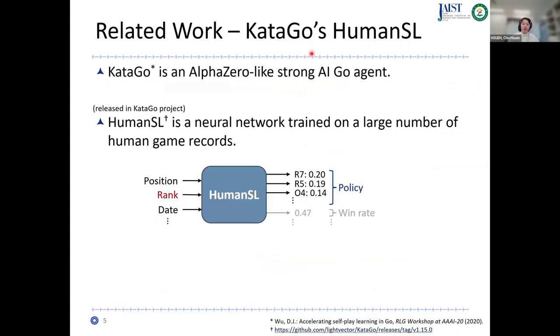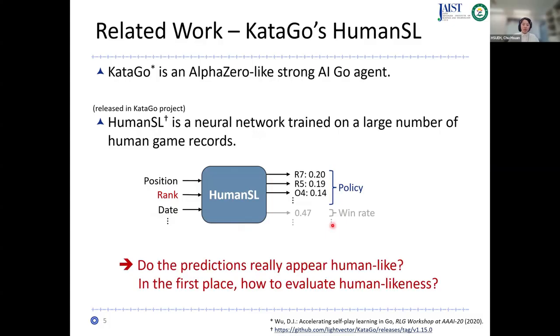And the baseline of our work is KataGo's HumanSL. I think KataGo is probably most famous as an AlphaZero-like strong AI Go agent. But last year, it included a HumanSL neural network in the project. This network was trained on a large number of human game records. This model takes the position, the rank, and even the date as input, and outputs the policy and other corresponding information.